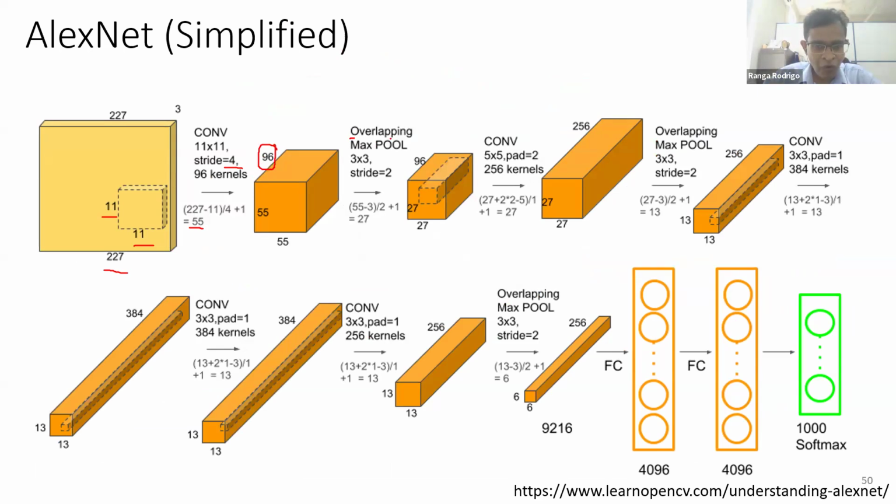Then so-called overlapping max pooling. They had the 3 by 3 max pooling, but the stride is 2. Therefore, you can compute the size of the output tensor. So it is 27 by 27.